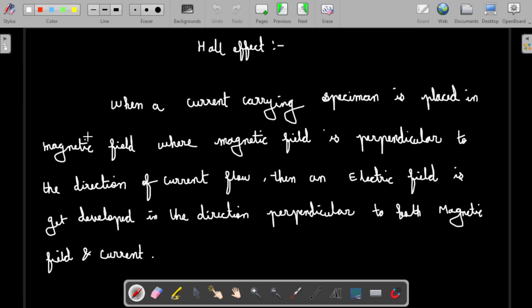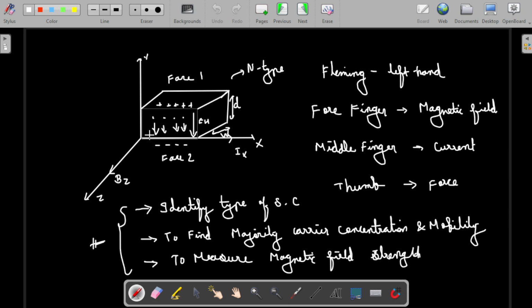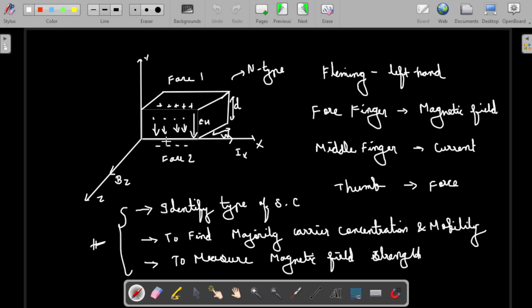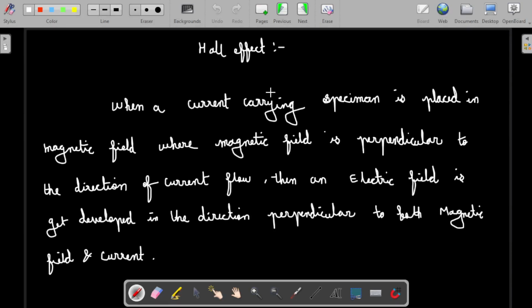Now we can go to this definition. When a current carrying specimen is placed in a magnetic field, where the magnetic field and current are perpendicular to each other. Here you can see the current carrying specimen is placed where current is in the x direction and magnetic field is in the z direction. So both are perpendicular. Then an electric field will get developed in the direction perpendicular to both. Because of the charge movement, the electric field and the potential will be developed there, perpendicular to both directions, that is in the y direction. That is the statement given in the Hall effect. I hope it is understood.